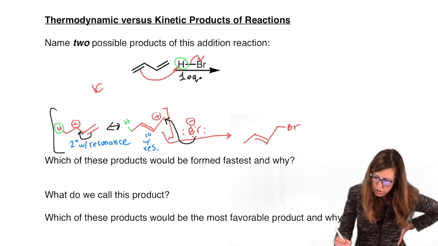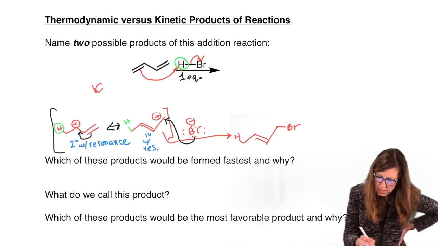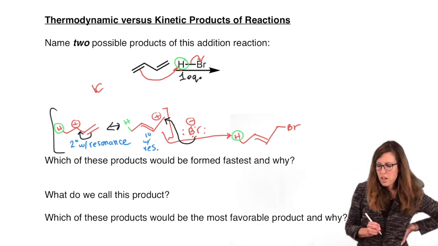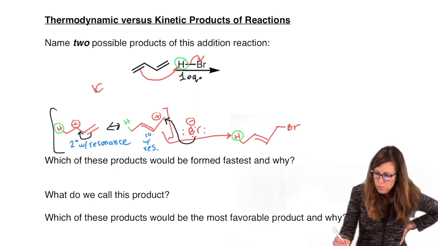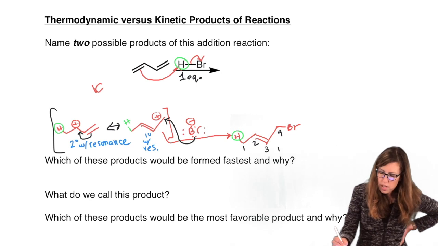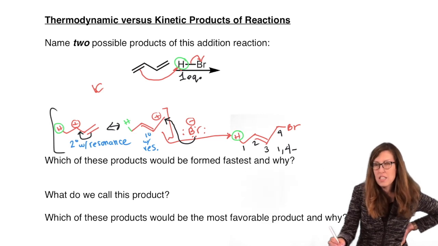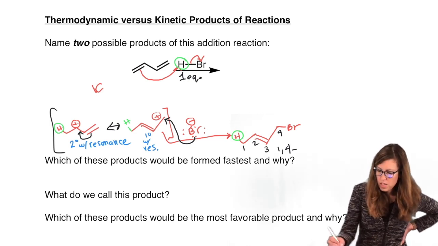And I'm going to draw the H in simply because I want to see how far away the Br is from the H. So if I number this carbon 1, 2, 3, 4, I'd say this was the 1,4 addition, because we added to the pi bond, or adduct, sometimes it's called. Addition.